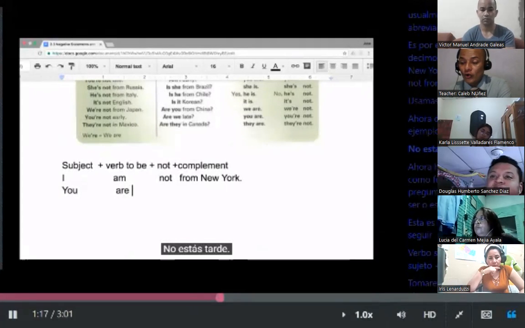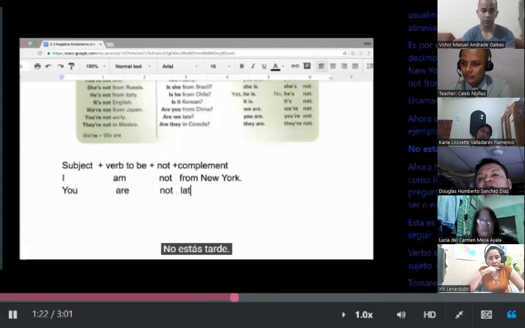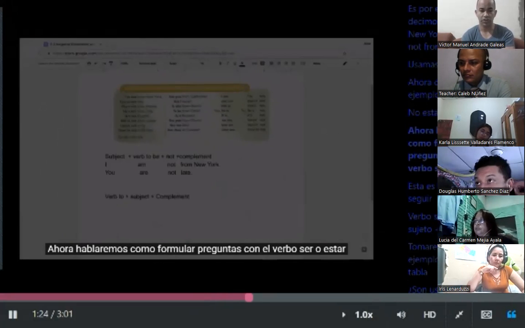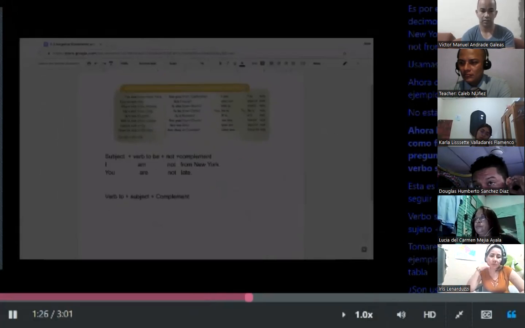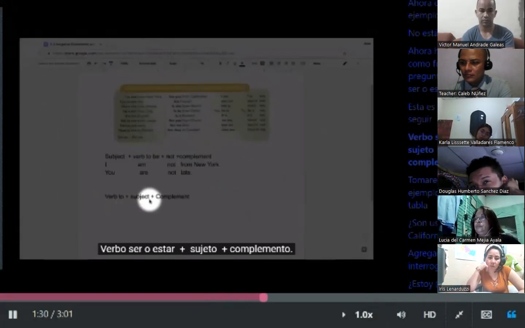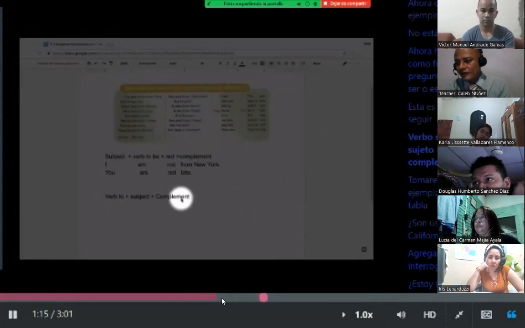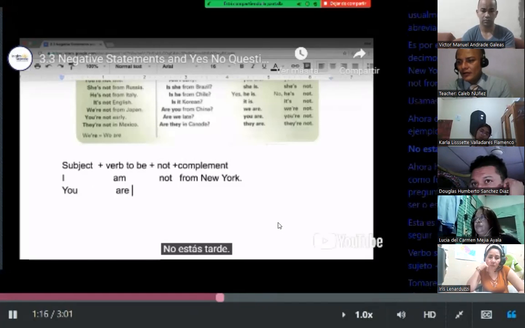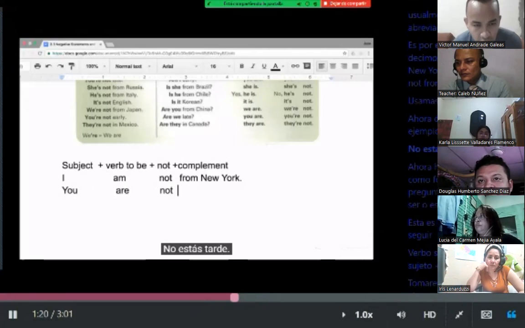Let me give another example. You are not. Now, let me talk about making questions. This is the structure to follow. Verb to be plus subject. But first let's practice negatives.